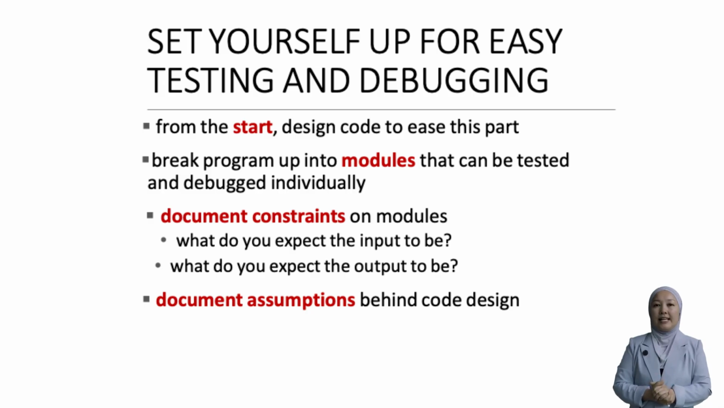So how do we make testing and debugging easier? We design for it from the very beginning. Break your program into testable modules. Each function should do one thing well. Document constraints. What inputs do you expect? What should the output look like? Document your assumptions. Why did you design it this way? What edge cases are you considering? Good documentation isn't just for others, it's for your future self when you come back to the code in 6 months.